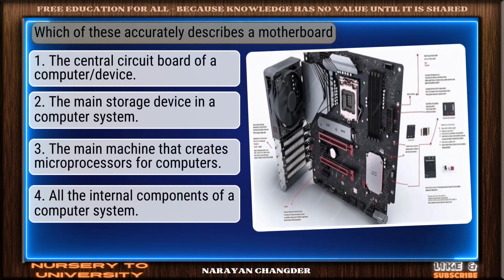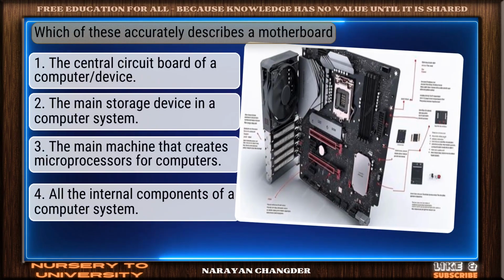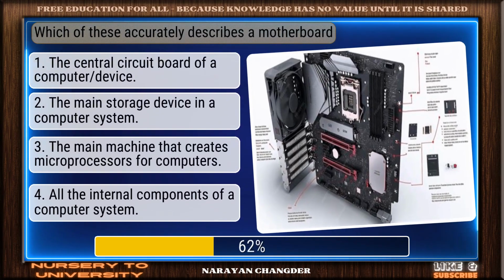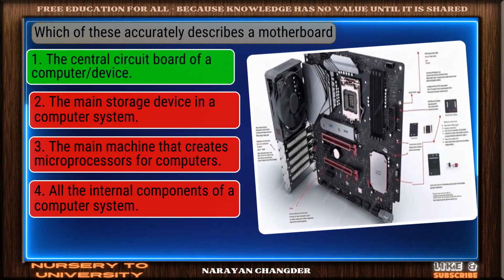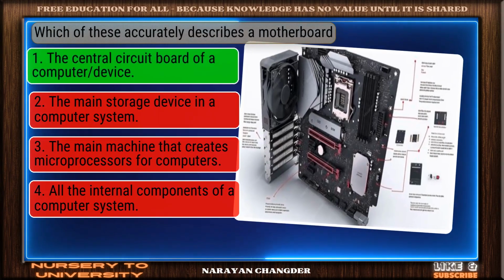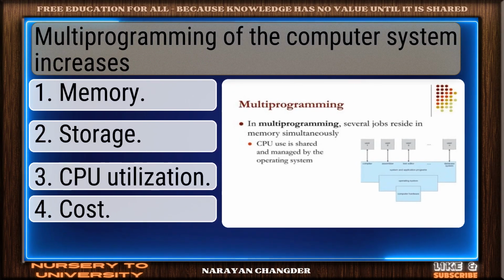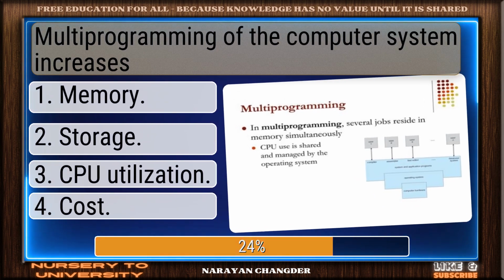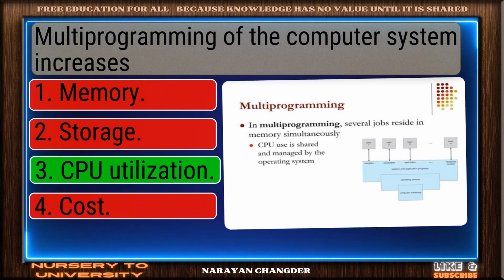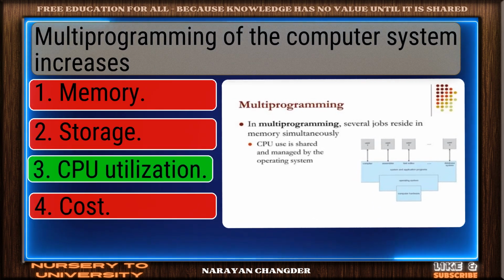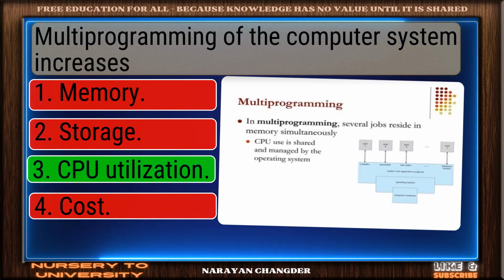Question number 9. Which of these accurately describes a motherboard? Correct. The central circuit board of a computer device is the right answer. Question number 10. Multiprogramming of the computer system increases. You chose CPU utilization, and it is correct.